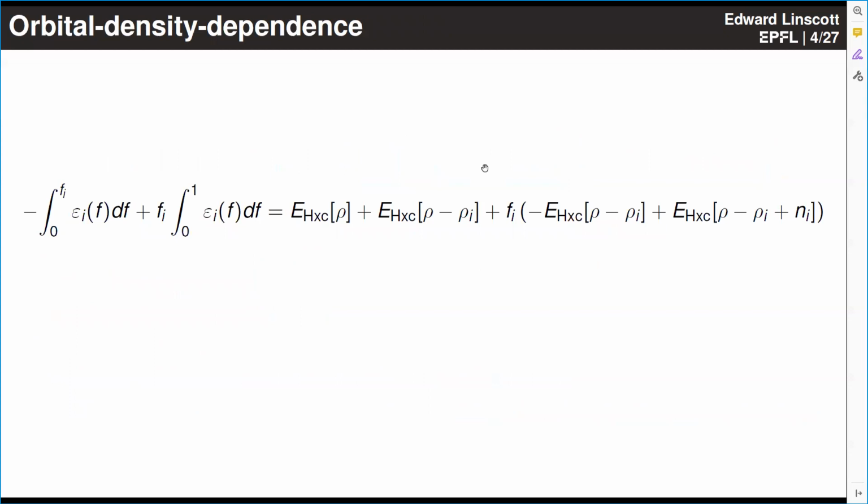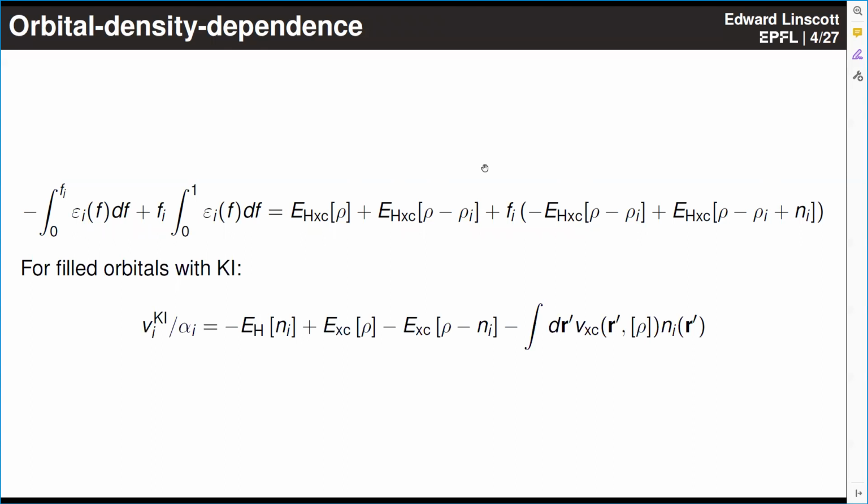Okay, and so the second topic is this orbital density dependence. So here's the correction that we're going to apply to each orbital. You can rewrite it explicitly as a combination of these Hartree, exchange, and correlation energies. And if I take this energy term and derive the potential that gives rise to it, it's given by this expression here.